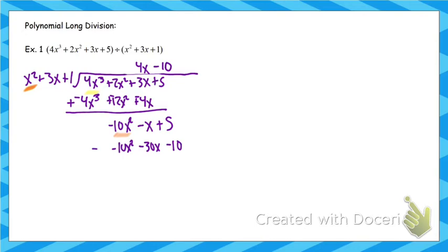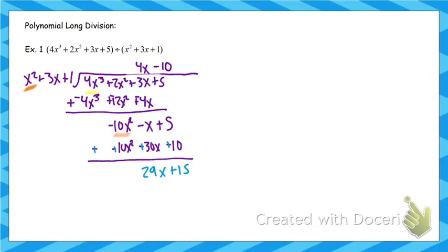And I'm going to subtract. And then when I draw the line, I'm going to change my signs. So this becomes 29x plus 15. And at this point, you'll notice x squared isn't going to go into 29x. So at this point, what we have is the remainder.